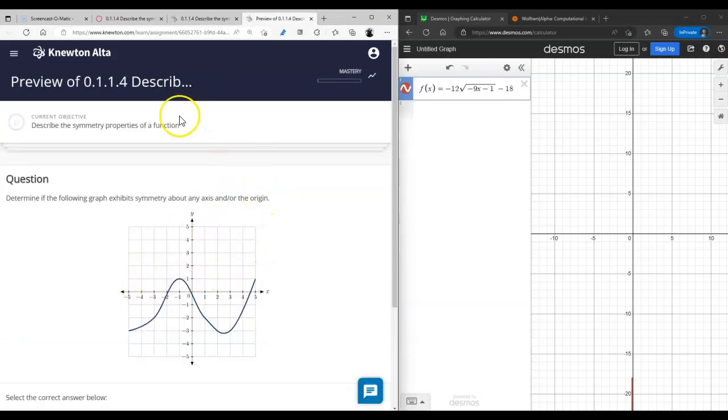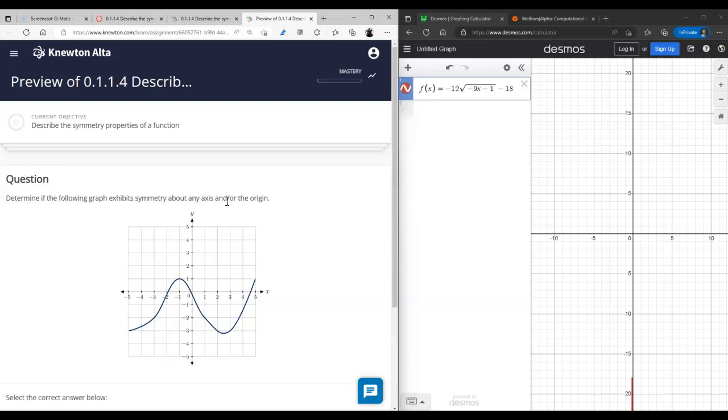Okay, so what are we talking about when we're talking about symmetries? There are several types of symmetry. There's a symmetry with respect to the axis. When there is a symmetry with respect to the y-axis, a function is called even. When there is a symmetry with respect to the x-axis, then we don't even have a function because it wouldn't pass the vertical line test.